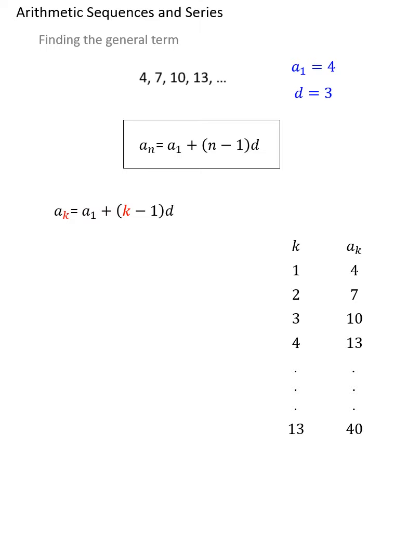And now what I can do is notice that I know A1 and I know D for this particular sequence. I can plug in A1 and D in their respective places, leaving K alone, of course, because it's a general term I'm after. Distribute the 3, combine like terms, and I've got myself a general term, matching the problem from the previous video.